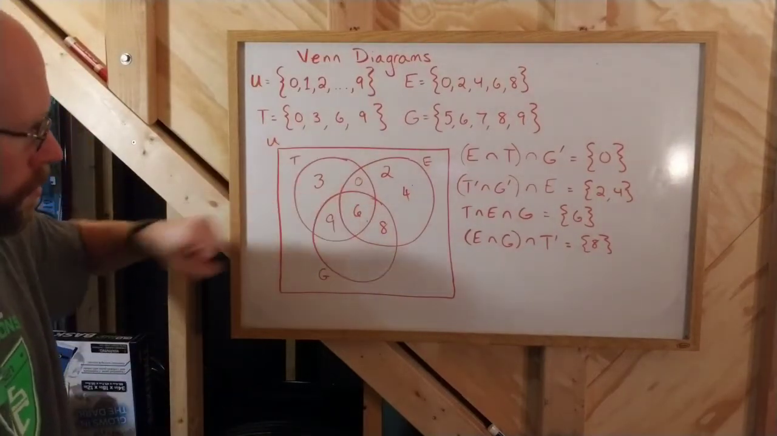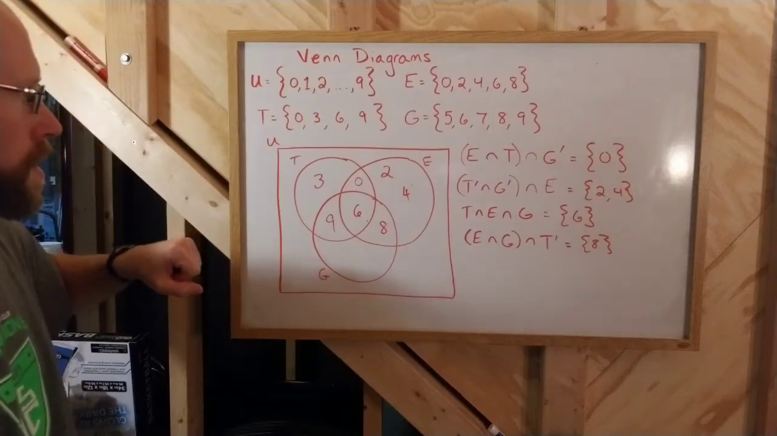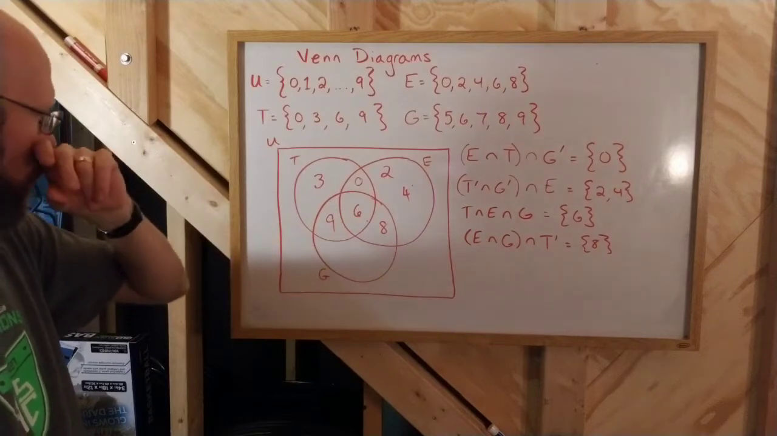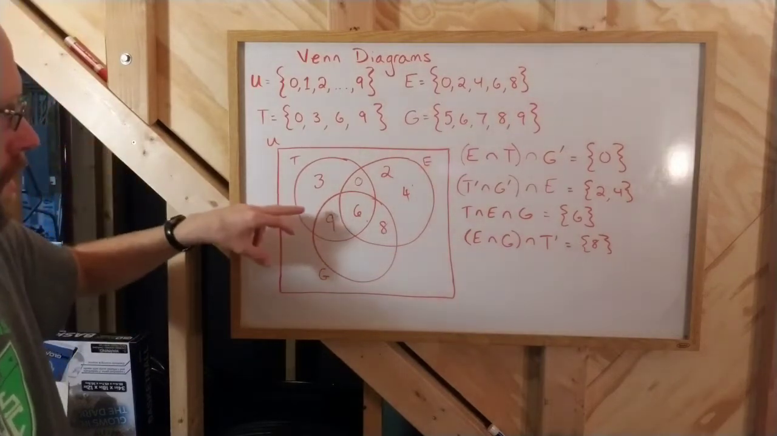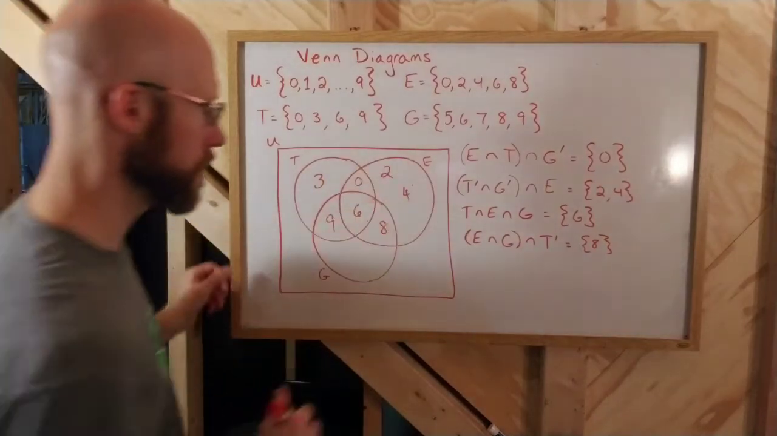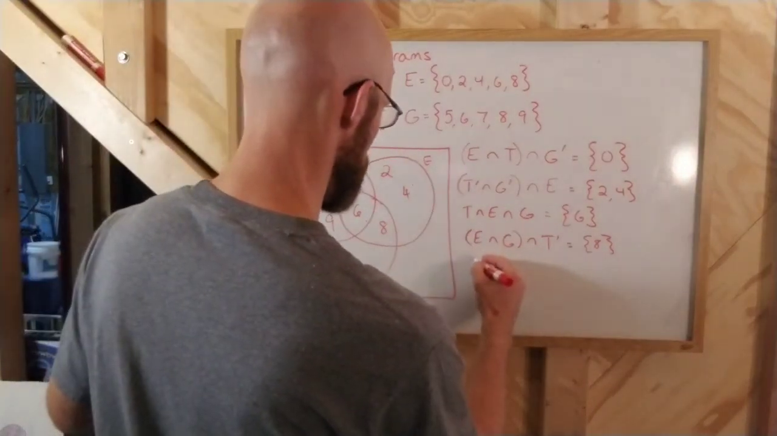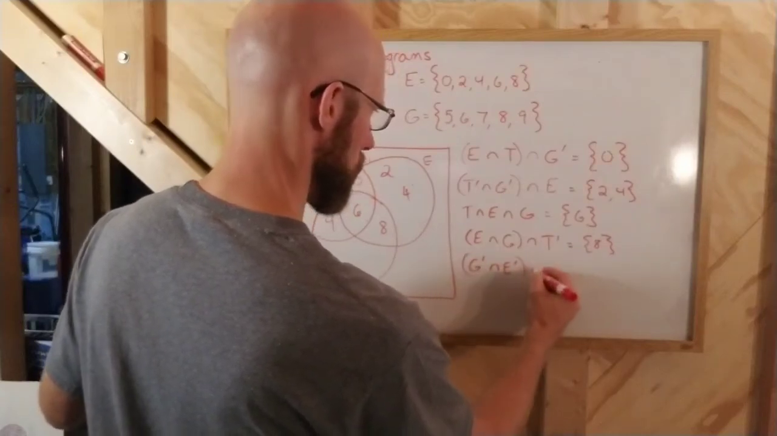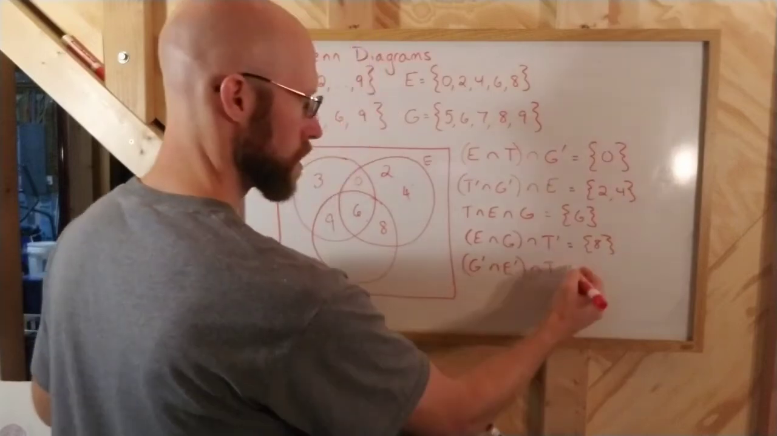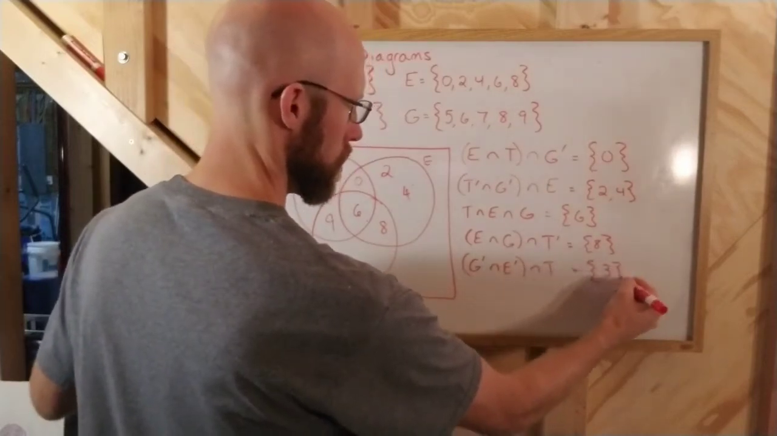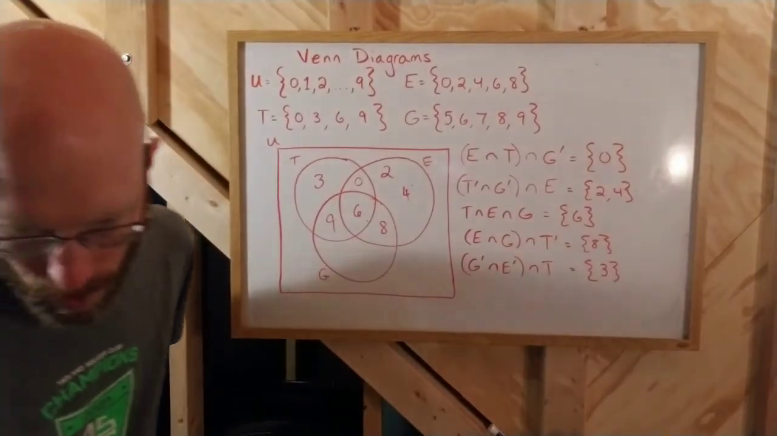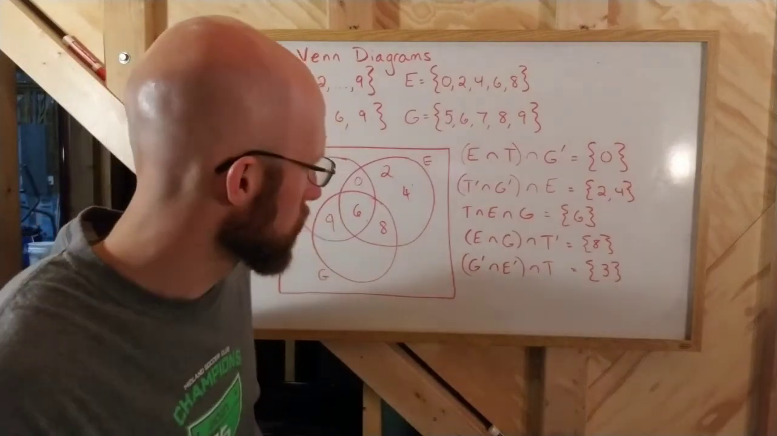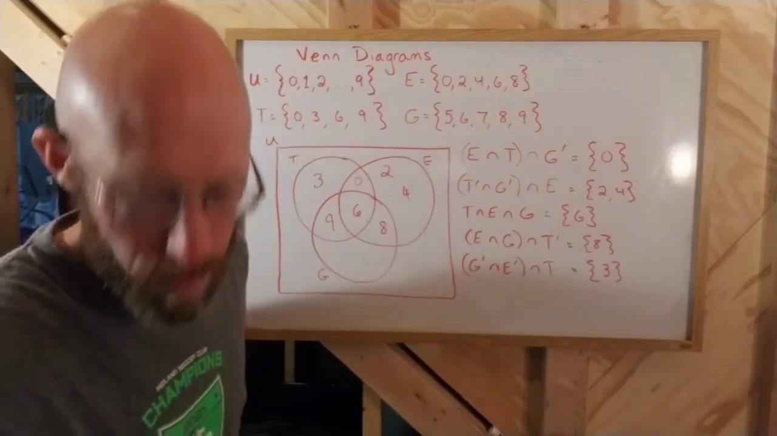This region here with the number 3 in it, that's going to be similar to the 2 and 4. It's going to be a couple complements intersected with a set. So it's actually everything outside of G and E. So everything outside of G intersected with everything outside of E, and then intersect that with T. Yeah, that's how the textbook writes it up too. Okay, good. I'm on the right track.